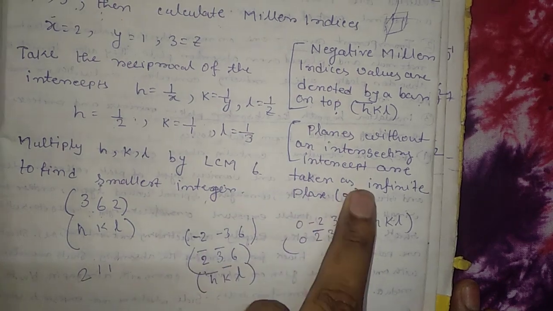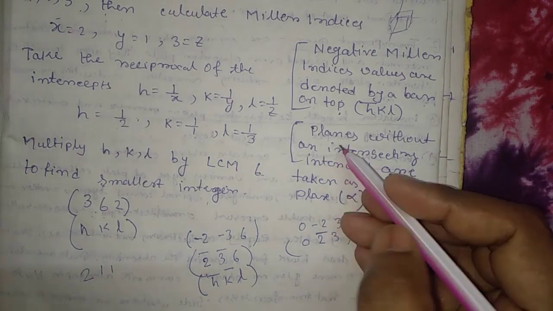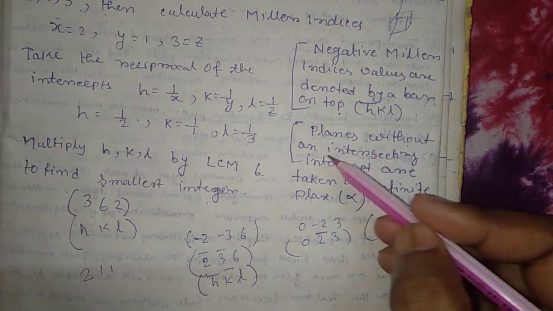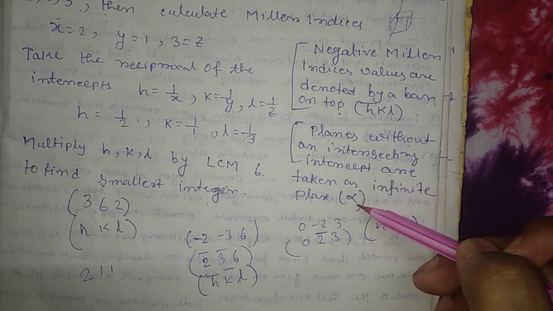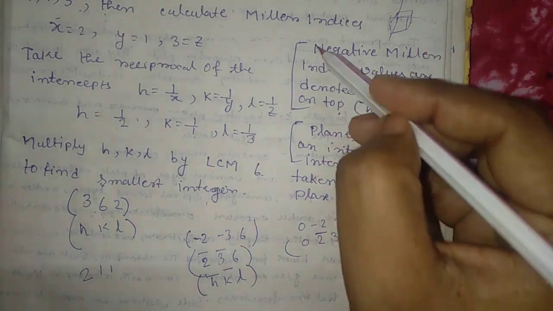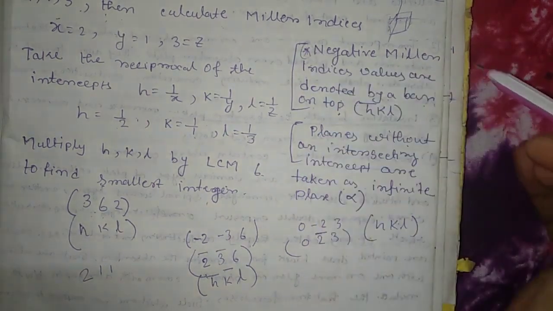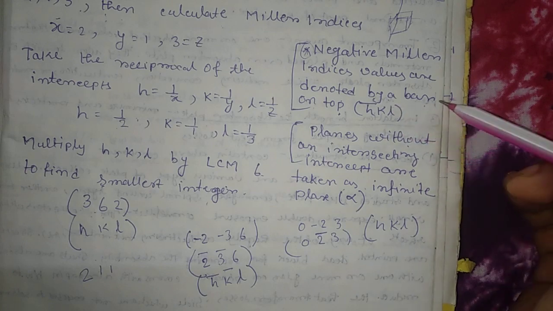Again, one more interesting point: planes without an intercept are taken as infinite, so that is infinity. We can discuss this later on. So this is the important point: negative Miller indices values are denoted by a bar on top.